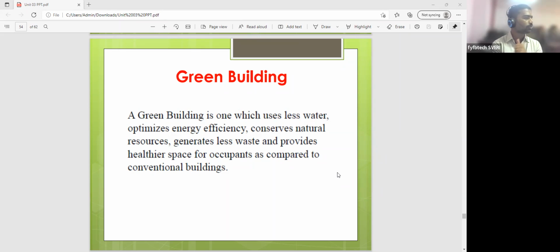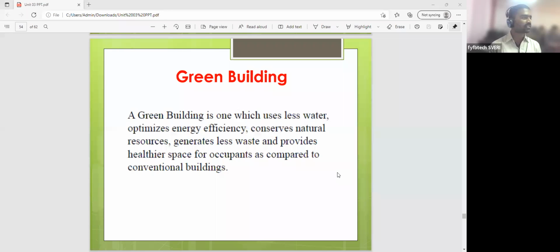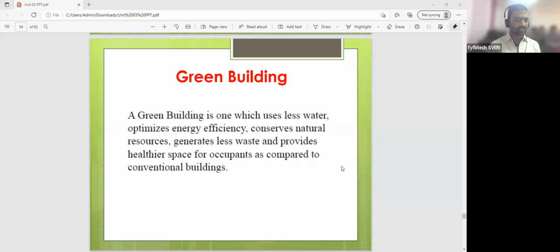Then what are the different components of the superstructure? Wall, door, window, sill, chajja, lintel. Next roof, beam, column, slab, correct, lintel, chajja, then staircase. So these all are the important components of the superstructure.